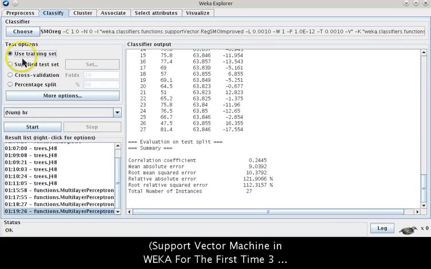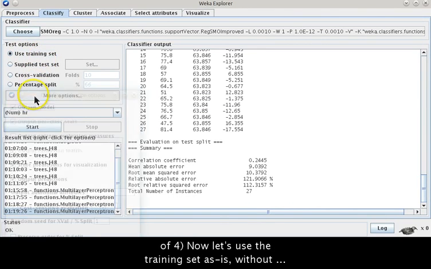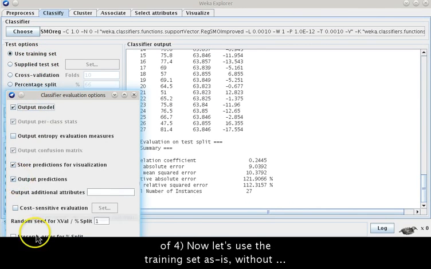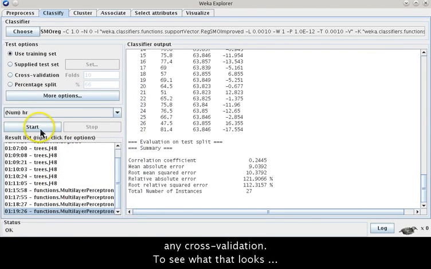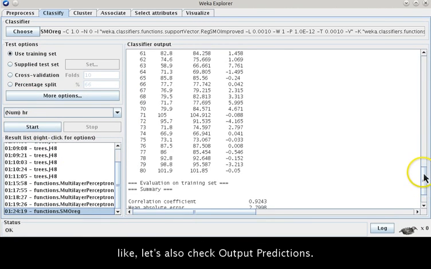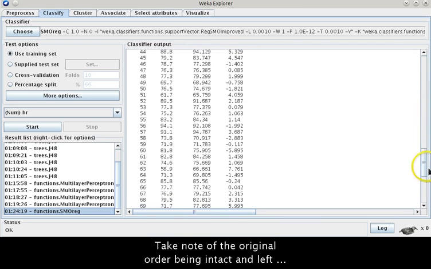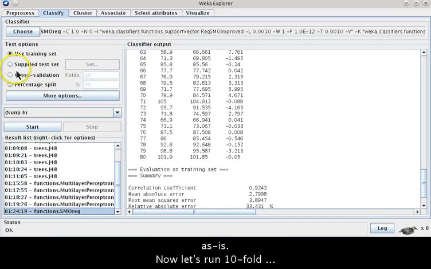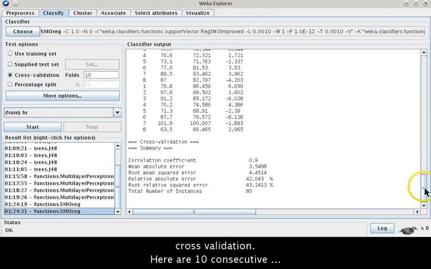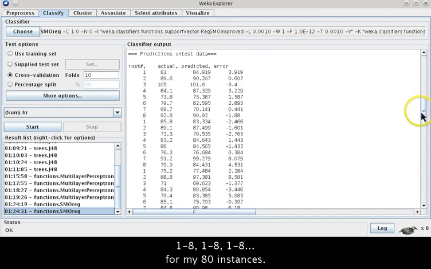Now let's use the training set as is, without any cross-validation. To see what it looks like, let's also check output predictions. Take note of the original order being intact and left as is. Now let's run tenfold cross-validation. Here are 10 consecutive runs of 1 through 8, 1 through 8, 1 through 8 for my 80 instances.